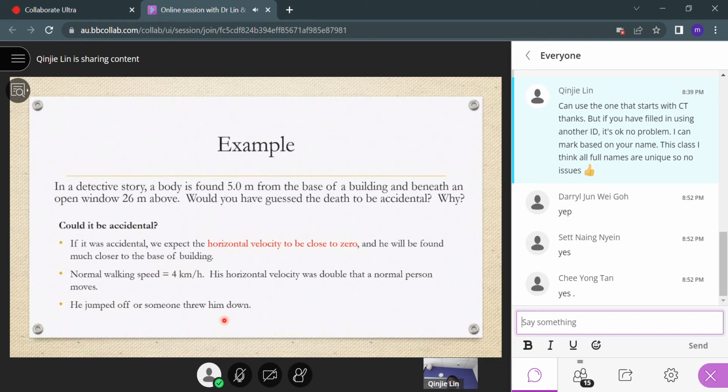Okay, so this is 2D kinematics. Any questions so far?